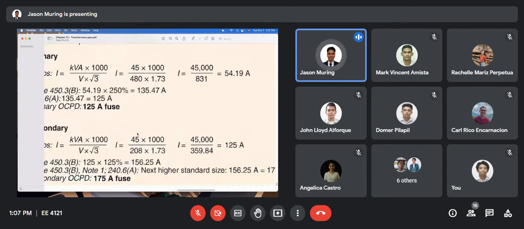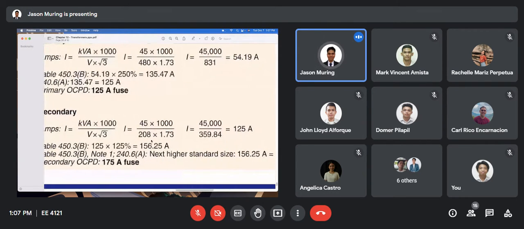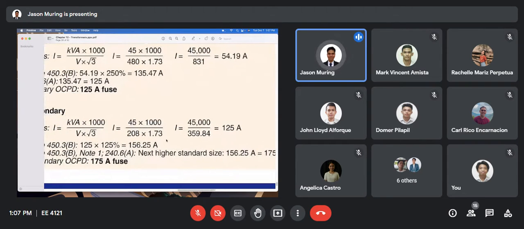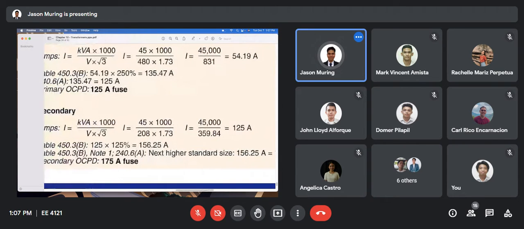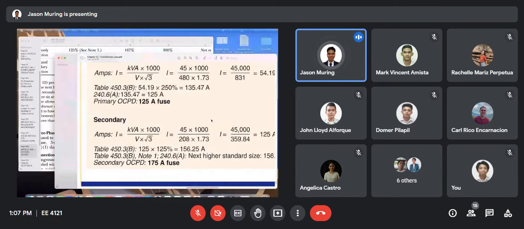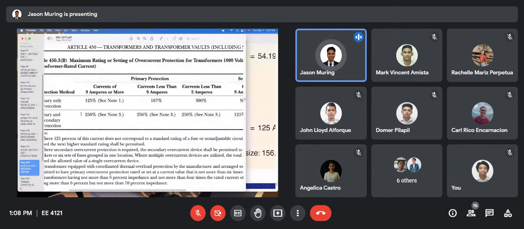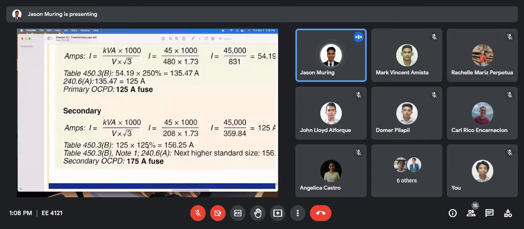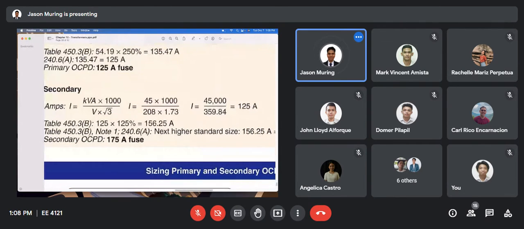Okay, so the voltage is 208 for the secondary, and yes, we have this current 125 amperes. So that's for the secondary. Then for the secondary, we have to use this 125%. So that's why we have here 125. So 125 times 125% is 156.25.